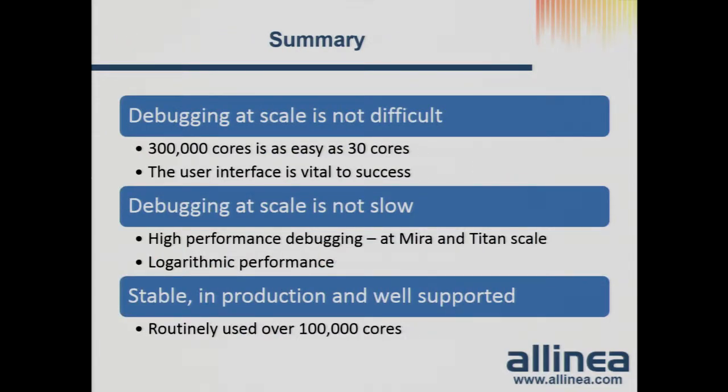So in summary, it's not difficult to debug at scale. It's very similar to just debugging individual processors or a handful of processors with DDT. It's also not slow. Don't be put off by what you might expect. When we surveyed people and asked them what they think the problems with debugging at scale are, they said it'll be complicated, it'll be slow, or it won't even work. And in fact, the reality is completely different.